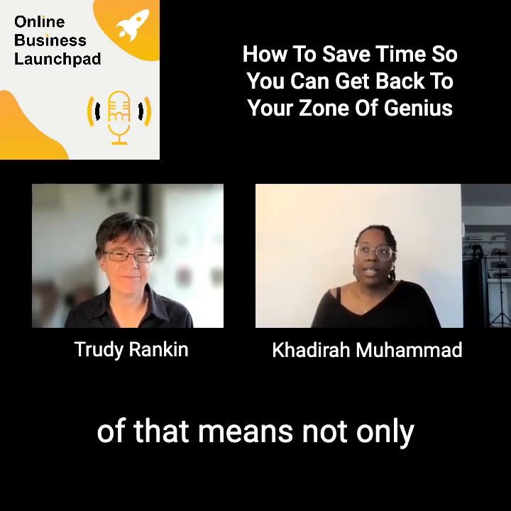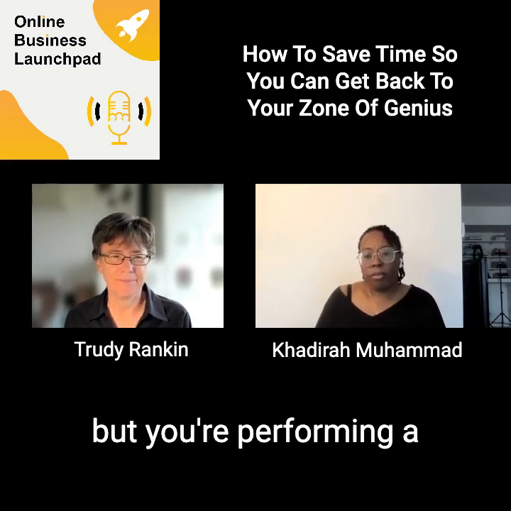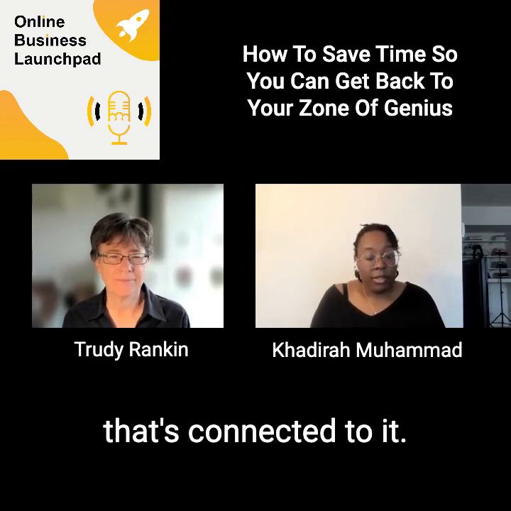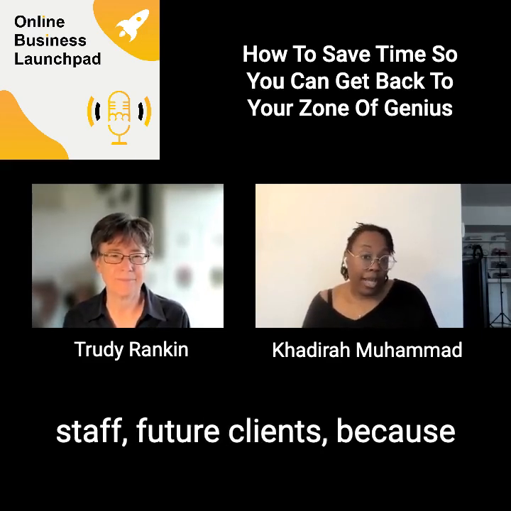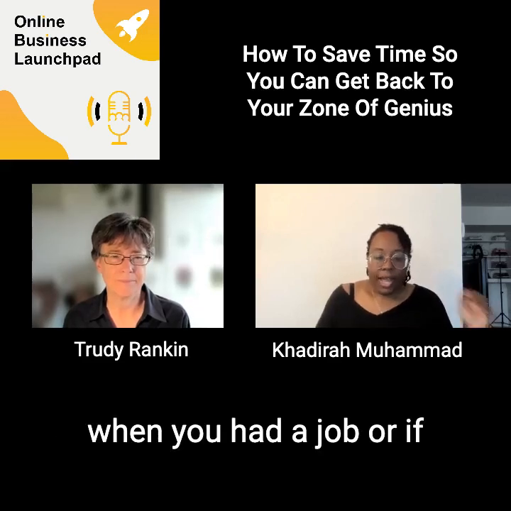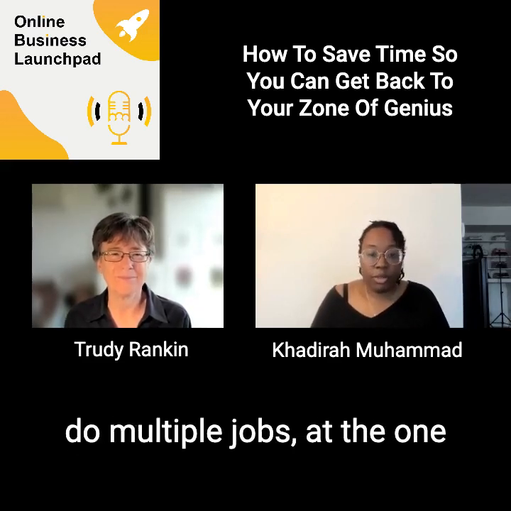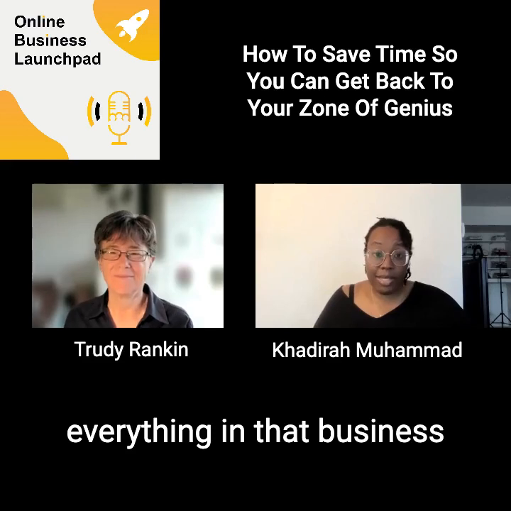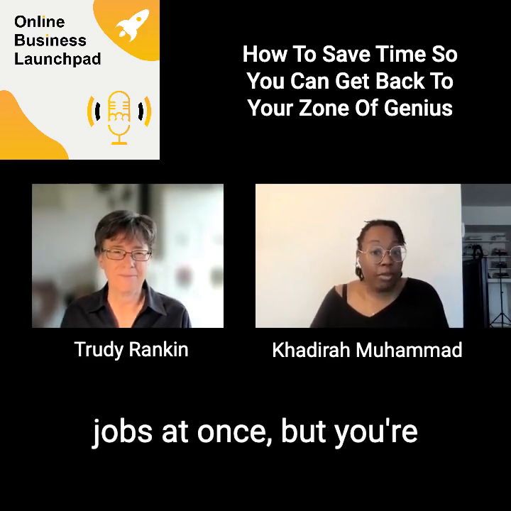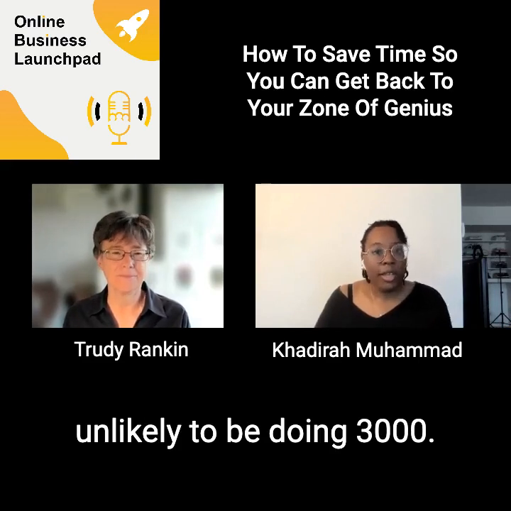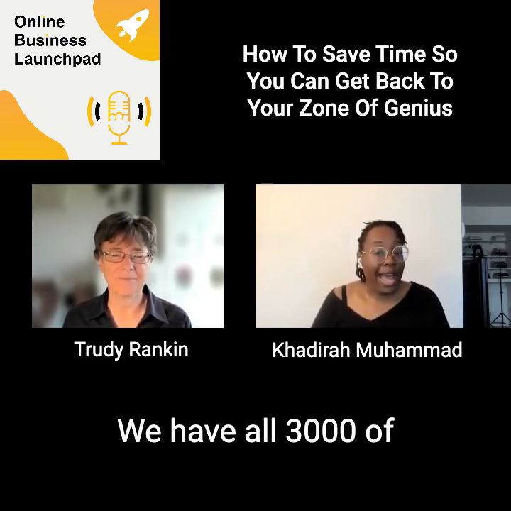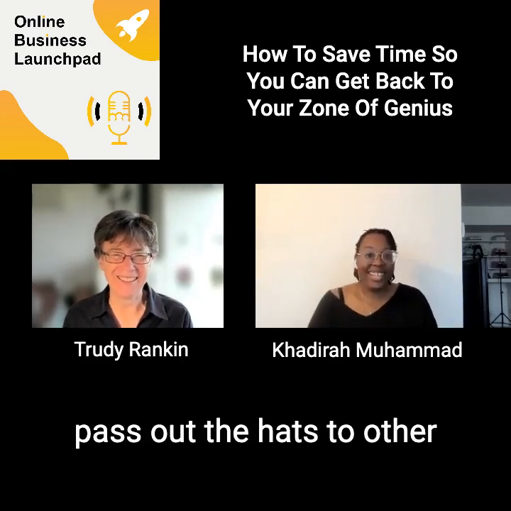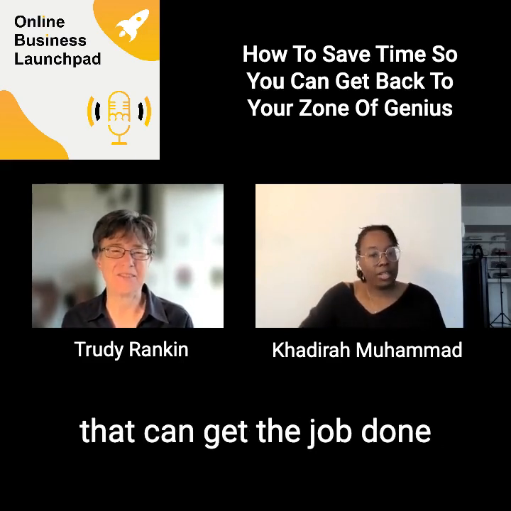Because anything outside of that means not only are you being inefficient, but you're doing a disservice to your own business, as well as anybody connected to it. So staff, clients, future staff, future clients. Because when you had a job, or if you do have a job, you might be doing 2 jobs at once, but you're unlikely to be doing 3,000. But that's exactly what we do as entrepreneurs. We have all 3,000 of those hats, right? You've got to figure out how to pass out the hats to other people or other technology that can get the job done without you having to do it.